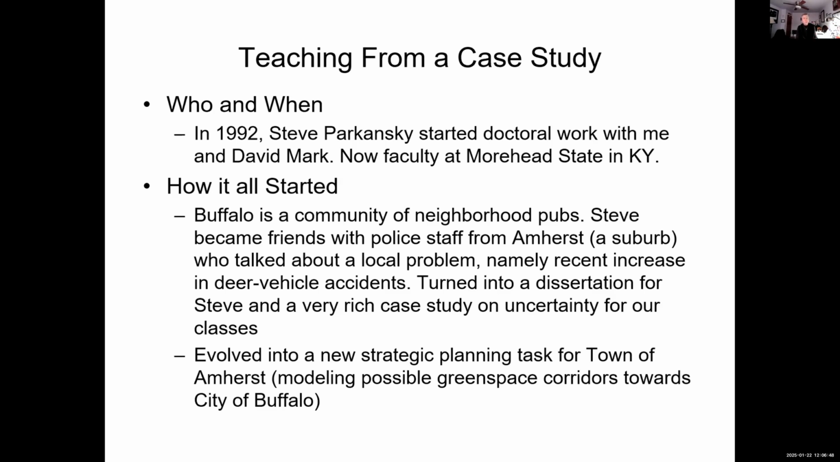It also evolved into a new strategic planning task for the town of Amherst, modeling possible green space corridors for the city of Buffalo. But today I'm going to focus on just this first step, mapping data that is uncertain and how to teach beginning GIS students how to mediate uncertainty in the data.